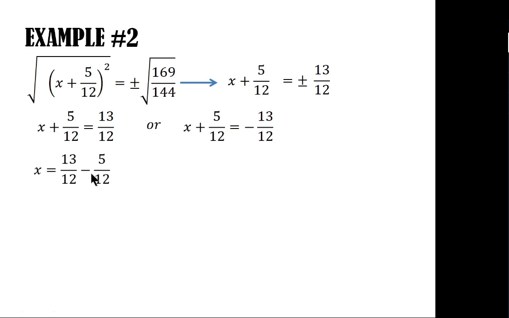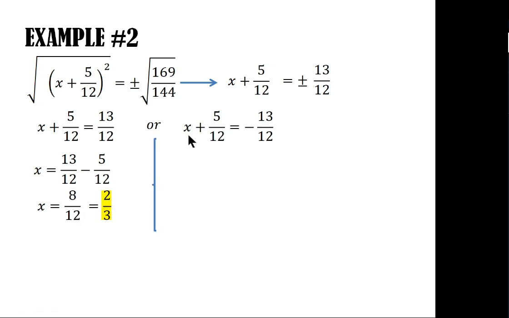Okay, we'll solve this first. So we're going to subtract 5 over 12 from both sides of the equation. So x is equal to 13 over 12 minus 5 over 12. Since we have similar fractions, we'll have 13 minus 5, that's 8 over 12. We further simplify 8 over 12, that's 2/3.